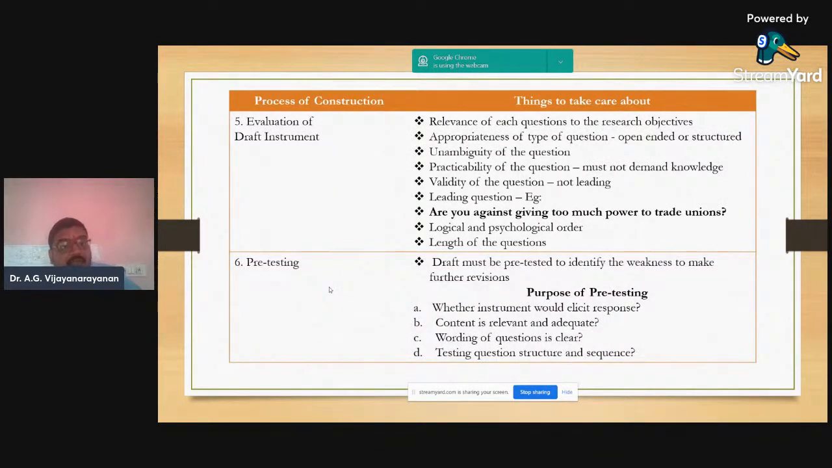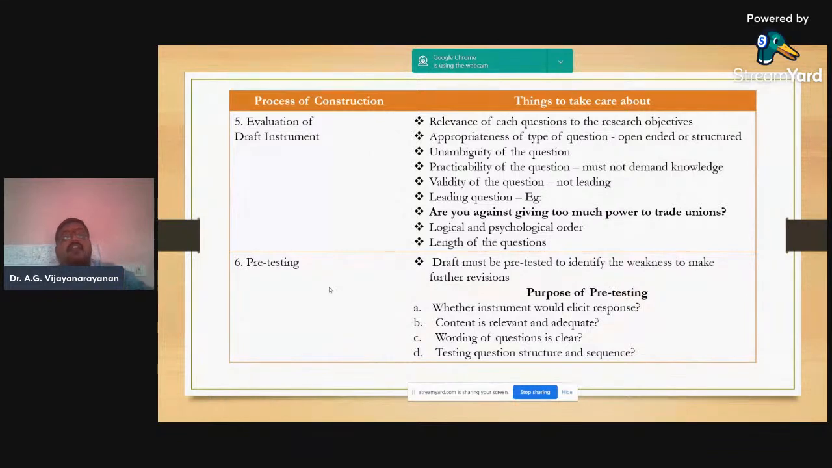And after that, it must go for pre-testing. Pilot study is different. Pre-testing is different. Pre-testing is a small part. Pilot study is an entire miniature which is done. Pre-testing is a part of pilot study. Okay? Pre-testing purpose, what is it? Why do we need to do it?